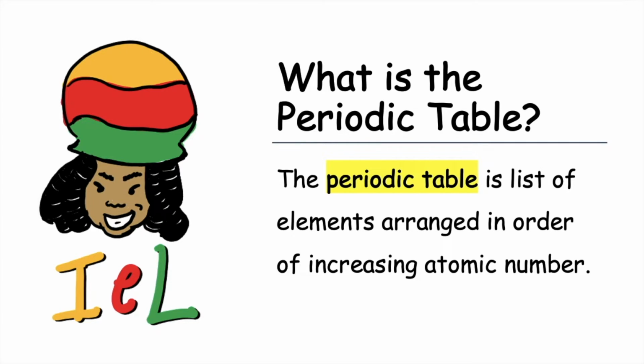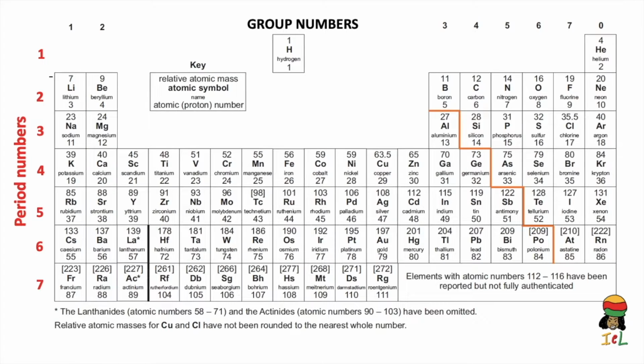So now we describe the periodic table as the arrangement of known elements in the order of increasing atomic number. Here is a copy of what the modern periodic table looks like, particularly the one you would use for examination purposes.